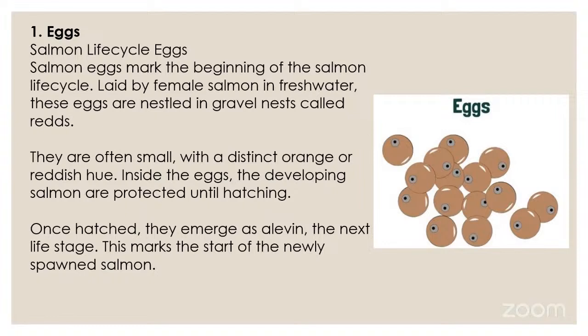They're often small with a distinct orange or reddish hue. Inside the eggs, the developing salmon are protected until hatching. So the eggs are protected till they hatch. Once hatched, they emerge as alevin, the next life stage. This marks the start of the newly spawned salmon.